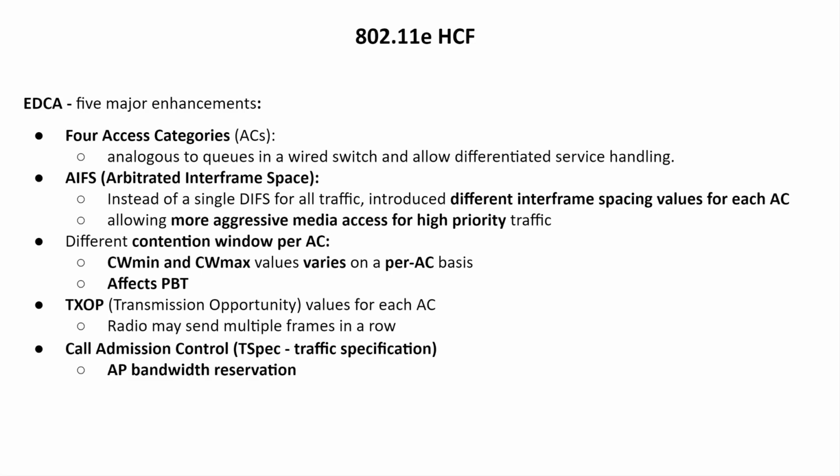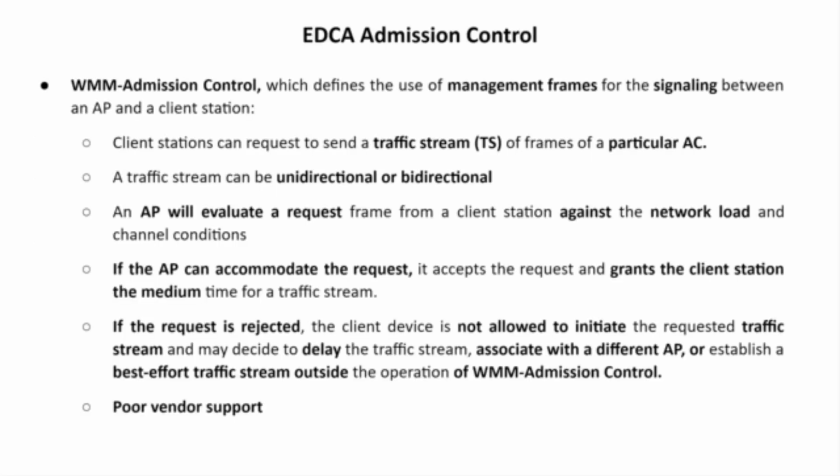And now the last element of the EDCA, Call Admission Control, or TSpec, Traffic Specification. This is a thing that reserves bandwidth at an access point upon a request from a station for a data stream of a particular access category. It can be unidirectional or bidirectional, and operates based on the current network load and radio environment conditions. If the request is rejected, then the station can postpone the transmission of the stream, roam to another access point, or say fuck off to the priority and transmit in the best effort category.